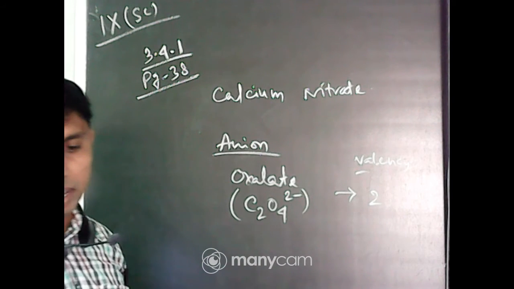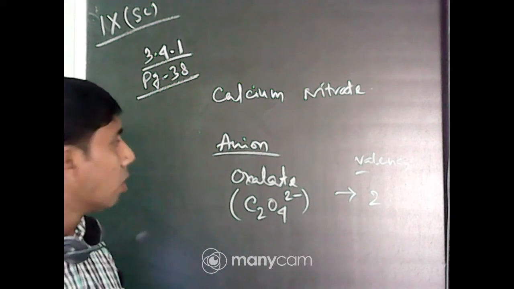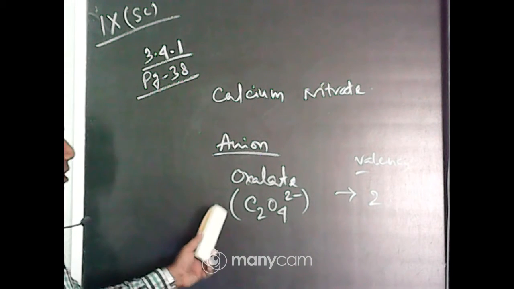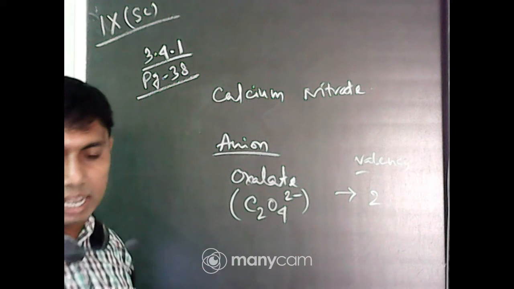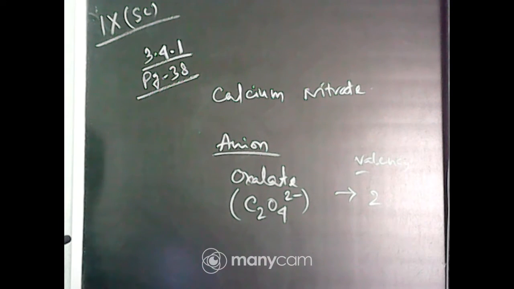Ronit, it is correct. Calcium nitrate, Ca(NO3)2. Before completing that, have you completed this part? That is the valency of the oxalate. Complete it first, the valency of the oxalate.